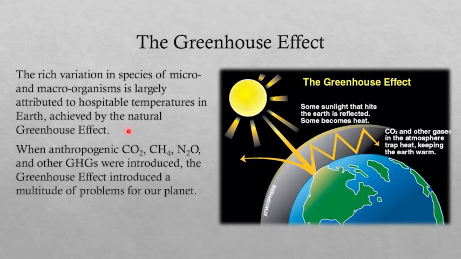However, if we have an excess of greenhouse gases, such as the case of Venus, our twin planet, it can trap so much heat that the surface temperature would be inappropriate for life. When anthropogenic CO2, methane, N2O and other greenhouse gases were introduced, the greenhouse effect introduced a multitude of problems for our planet. That includes global warming and climate change.